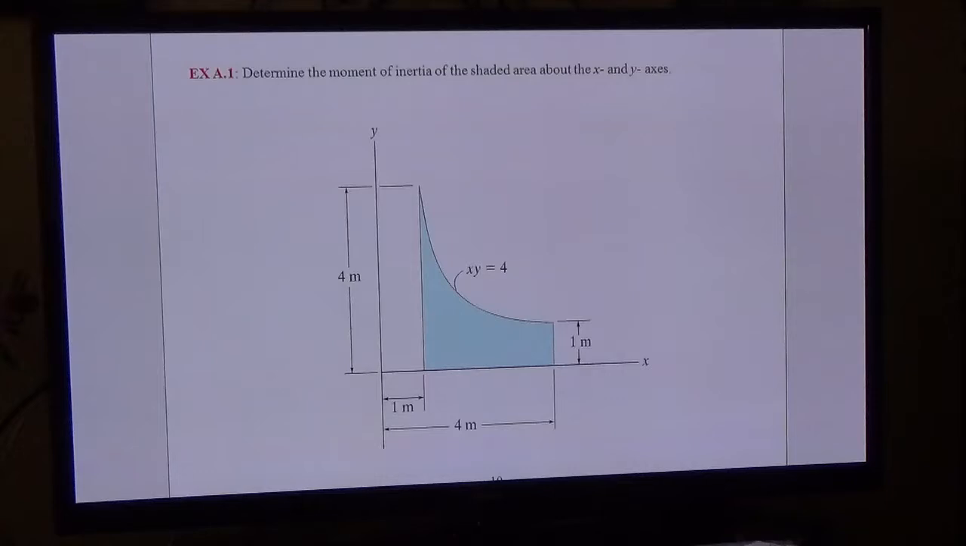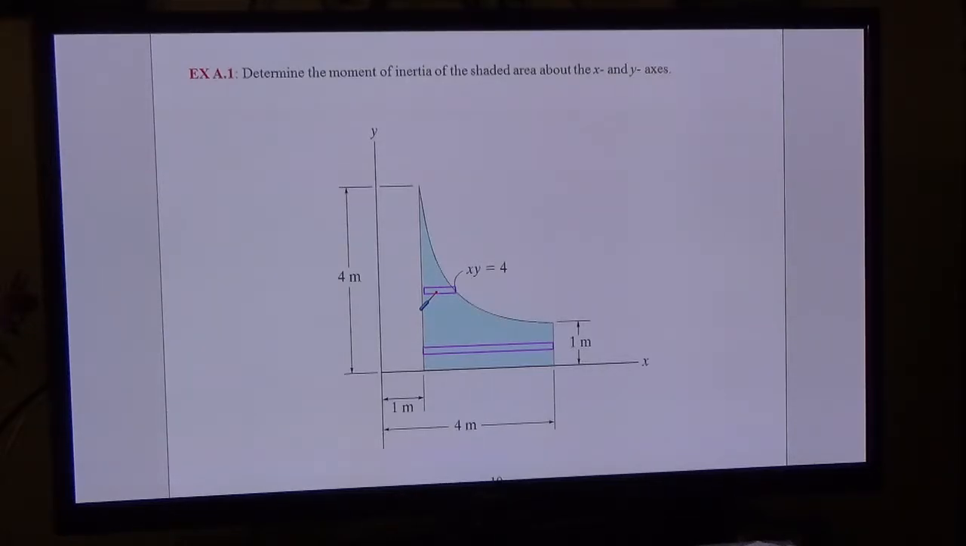Alright, let's do I about x first. I about x, I need to use a horizontal element, one that's parallel to the x-axis. So I set up for the lower part here, my element would look like this. For the upper part, it would look like this. So I'll have to break this up into two parts, right? In the lower section, I would be integrating something different than in the upper section.